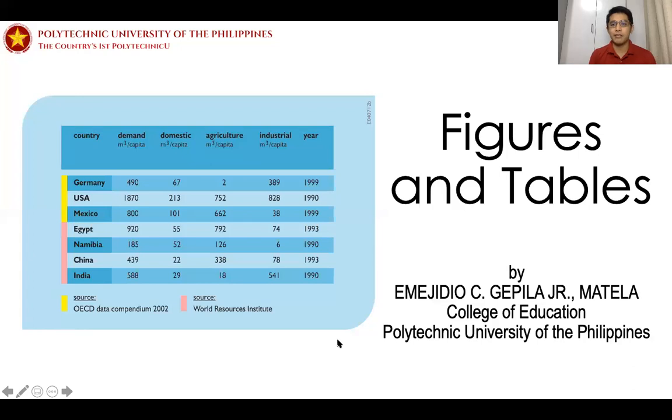In every technical written output, figures and tables are very important because they are definitely useful. Tables are different from figures, and figures are different from tables. That means there is a specific purpose why we need to use figures, and there is also a specific purpose why we need to use tables. We'll get into those later.